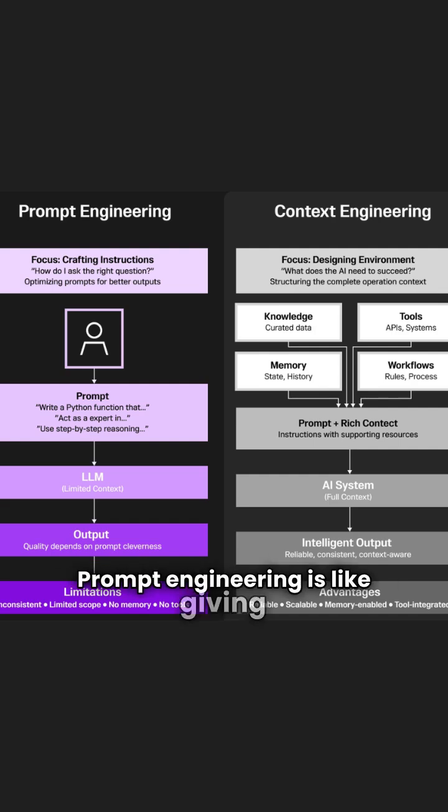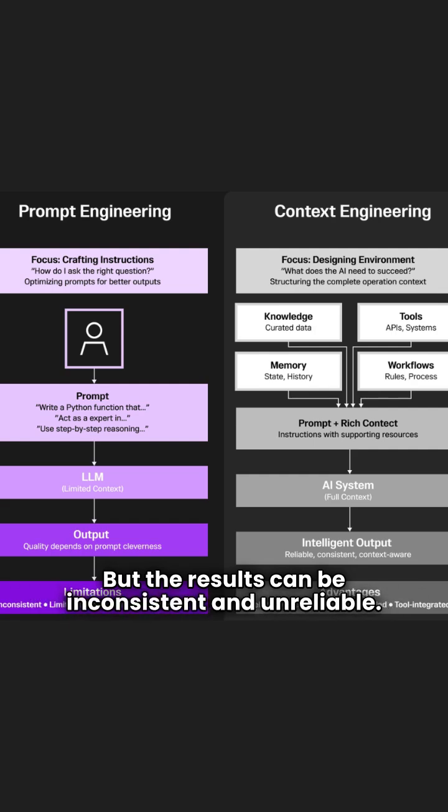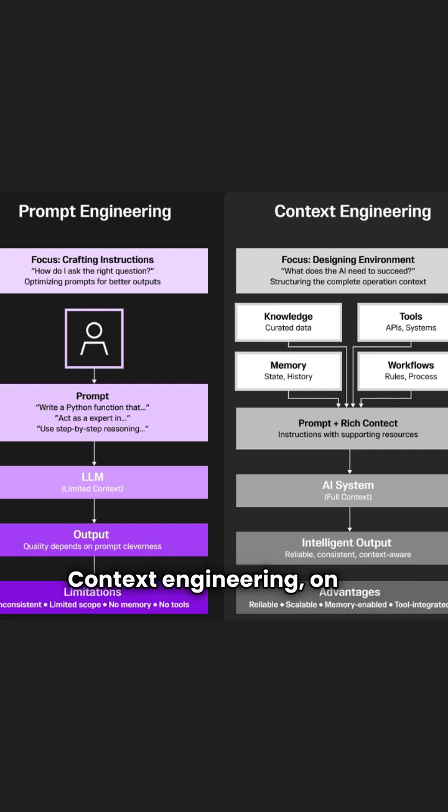Prompt engineering is like giving instructions without the full picture. You're cramming everything into one question, hoping for the best, but the results can be inconsistent and unreliable. Context engineering, on the other hand, is a game changer. It treats AI as part of a complete system.